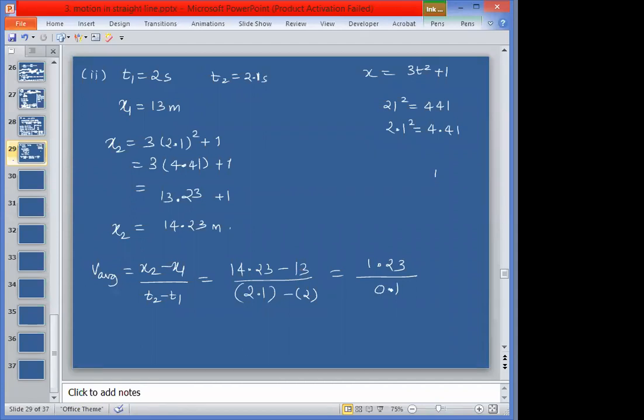Arre, 0.1 means 10 raised to minus 1, na. Do you know 0.1 means 1 by 10, and 1 by 10 means 10 raised to minus 1? Write down this extra point. 0.01 means 1 by 100, which is 10 raised to minus 2. 0.001 means 1 by 1000, which is 10 raised to minus 3. Write down this extra point.